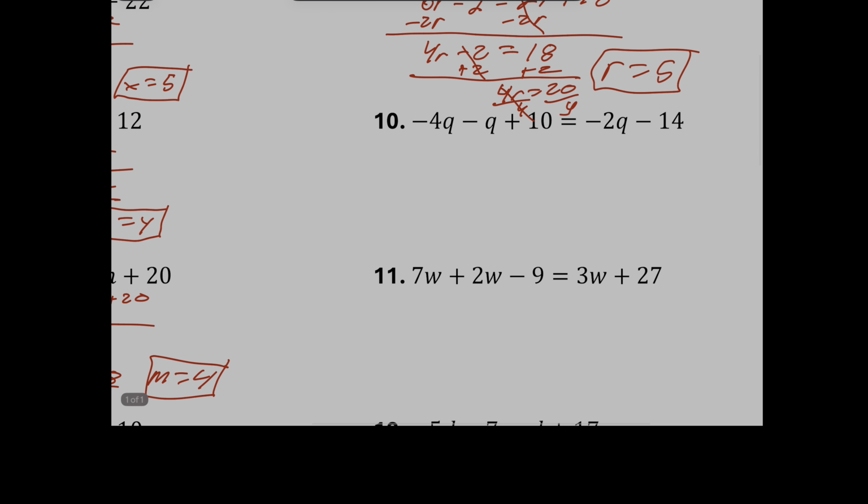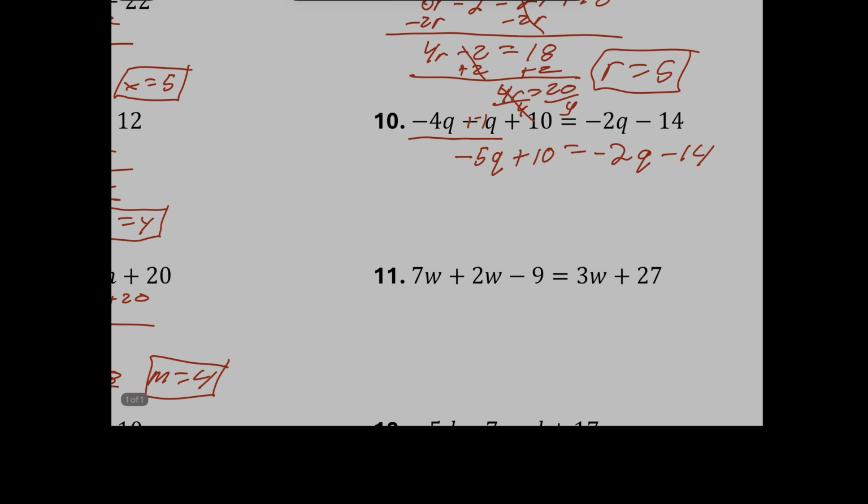Okay? Going on to number 10. Ooh, I got some q's to combine. Let's do it nice and slowly. Add a line, change a sign. And remember, that's like a 1q, right? Negative 4 plus negative 1 is negative 5, and that's a q. Plus 10 equals negative 2q minus 14. Got to make sure that those don't look like 9s, right?